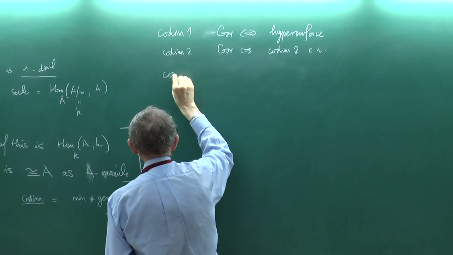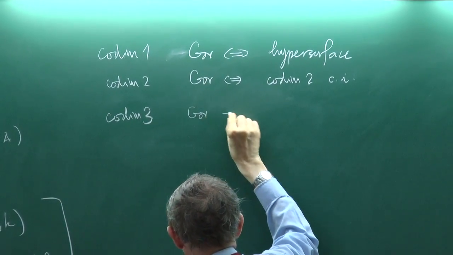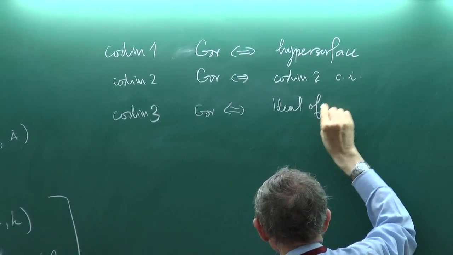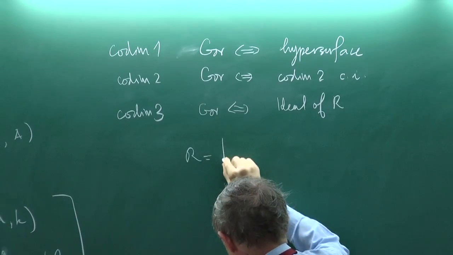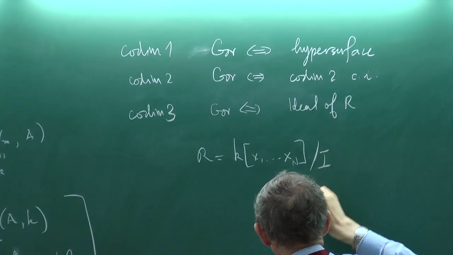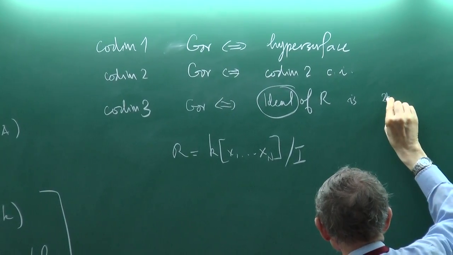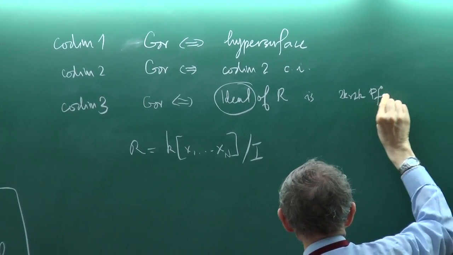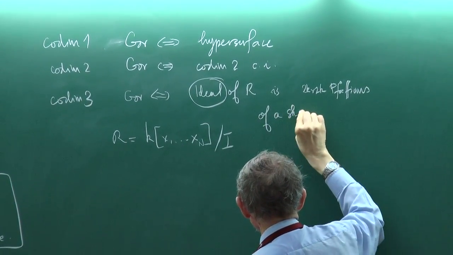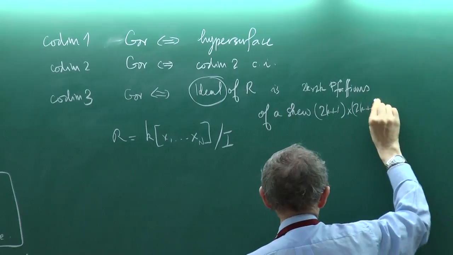Codimension 3 already starts hotting up. Gorenstein if and only if the ideal of R, where R is K of some generators x1 up to xn, divided by some ideal, is generated by the 2k by 2k Pfaffians of a skew 2k plus 1 by 2k plus 1 matrix.